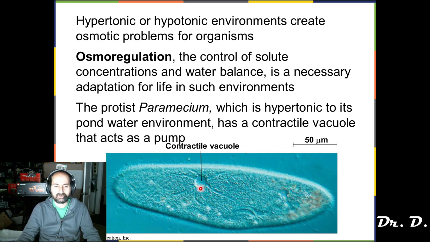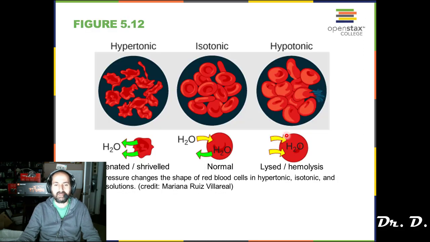So if this protist were to find itself in pure water, that would be a hypotonic environment and water would rush into the cell. With the contractile vacuole, this creature can squeeze that water back out and avoid lysis. Remember what happens to animal cells in hypotonic environments with no cell wall? Water rushes into the cell. You have a net flow of water into the cell. The cell swells, and then you have lysis, which means the cell breaks.